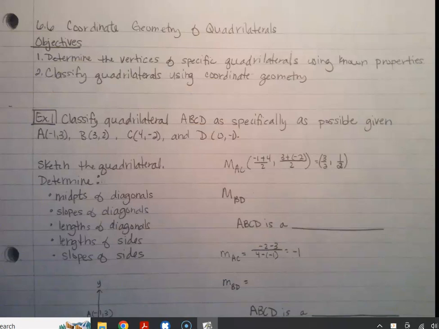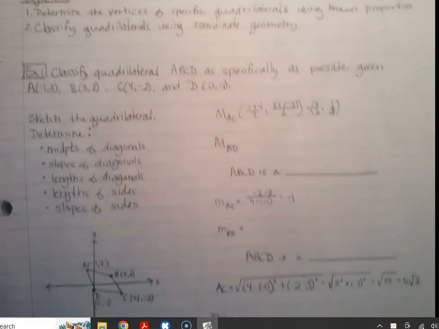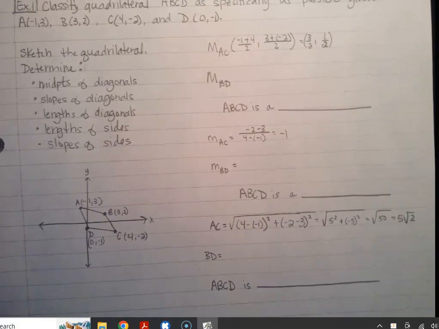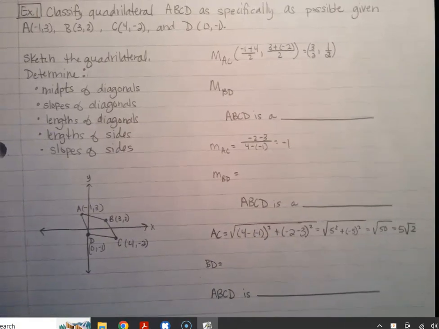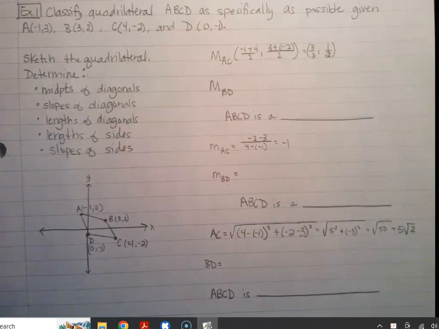This coordinate geometry just means they're going to be on the coordinate grid, the Cartesian plane, whatever you want to call it. So let's get started with example 1. Move this down because example 1 takes up a lot of the page. It says classify quadrilateral ABCD as specifically as possible given its coordinates.